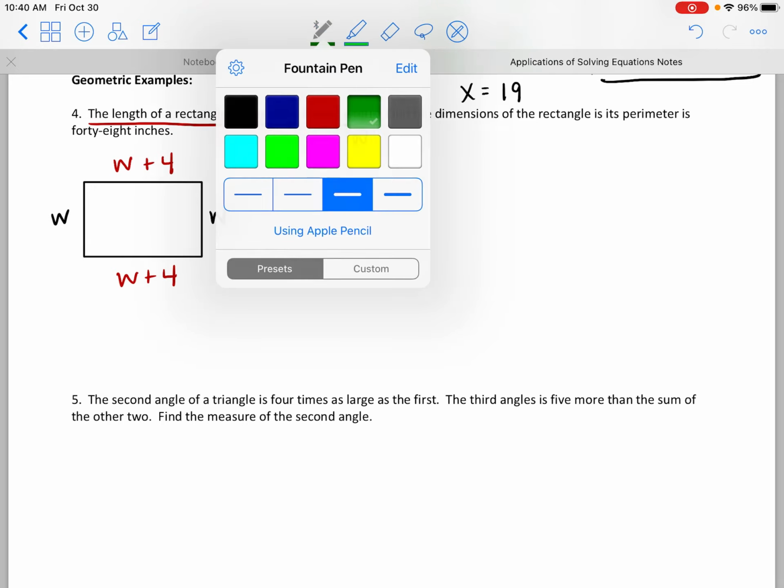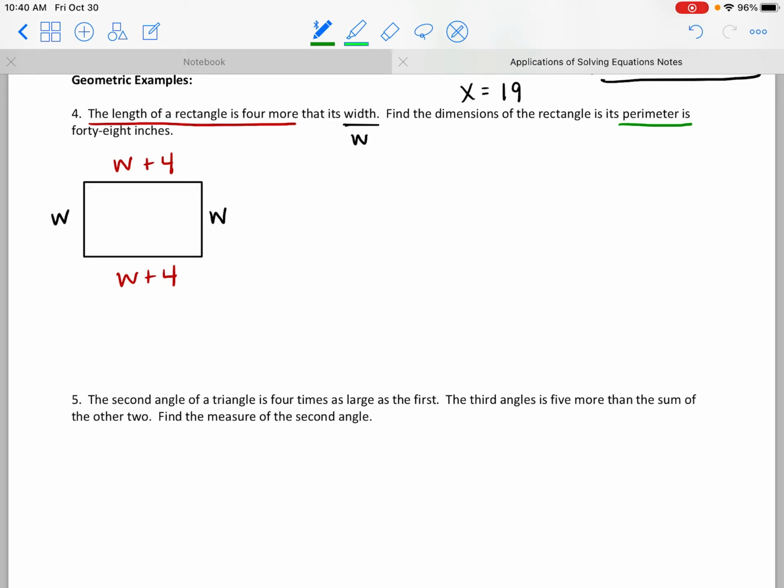And then it tells me that the perimeter is 48 inches. So the perimeter is 48. And I think I have enough information here to make an equation. Do you know how to find the perimeter for a rectangle? I'm hoping. For the perimeter of a rectangle, you're just adding up all of the sides. So you add all sides to find perimeter.